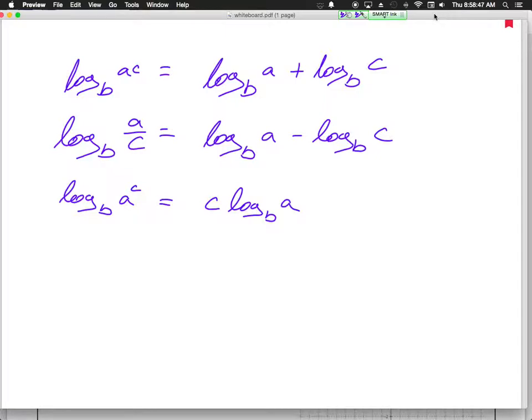So if I got multiplication inside a log, I can separate into two different logs with addition. If I've got division, I can separate with subtraction. And if I have an exponent, I can move the exponent to the front. Those are your three properties we're going to use today. So if we go back to that problem we were doing earlier today, which was log base 4 of the fifth root of 64, let's see how we can use one of those properties we just learned to make this problem a little bit simpler.